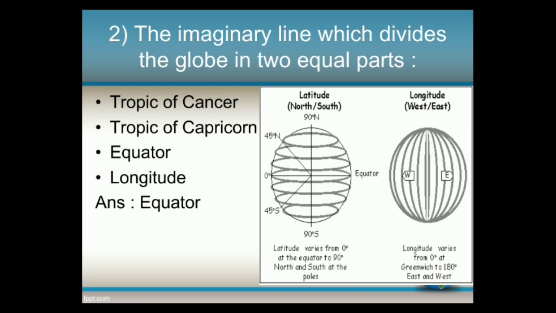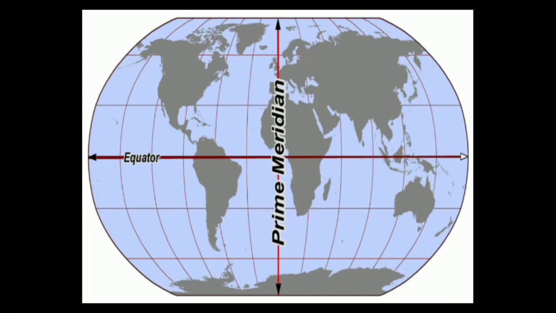In the second diagram, you see that the vertical circles running from the north pole to the south pole are called longitudes, and the 0 degree longitude is called the prime meridian. Here you can see 0 degree longitude and 0 degree latitude, which is the equator. The prime meridian passes through Greenwich in London. It separates the earth into eastern and western hemisphere, and the equator separates the earth into northern and southern hemisphere.